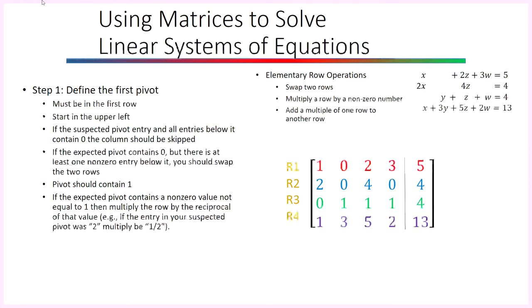Next, the pivot must contain the value 1. If it contains a non-zero value that is not equal to 1, you should multiply the entire row by the reciprocal of that value to convert the pivot to 1.